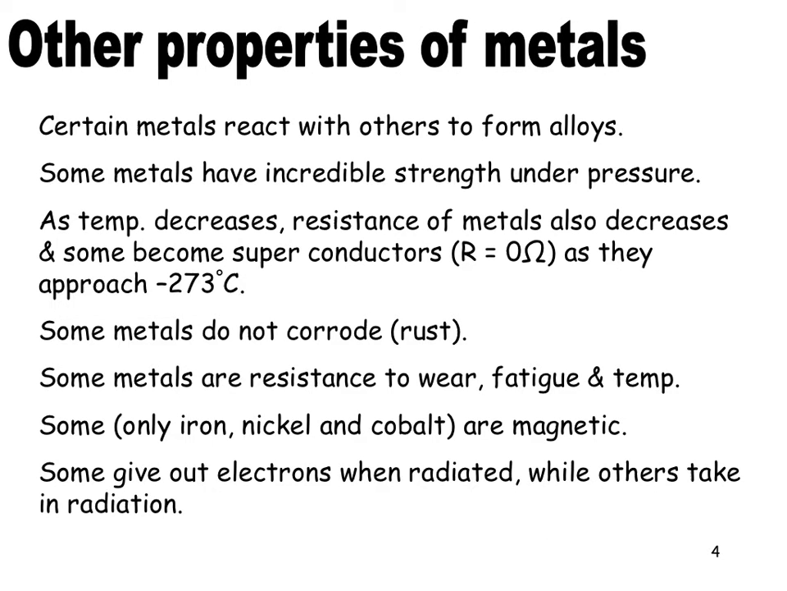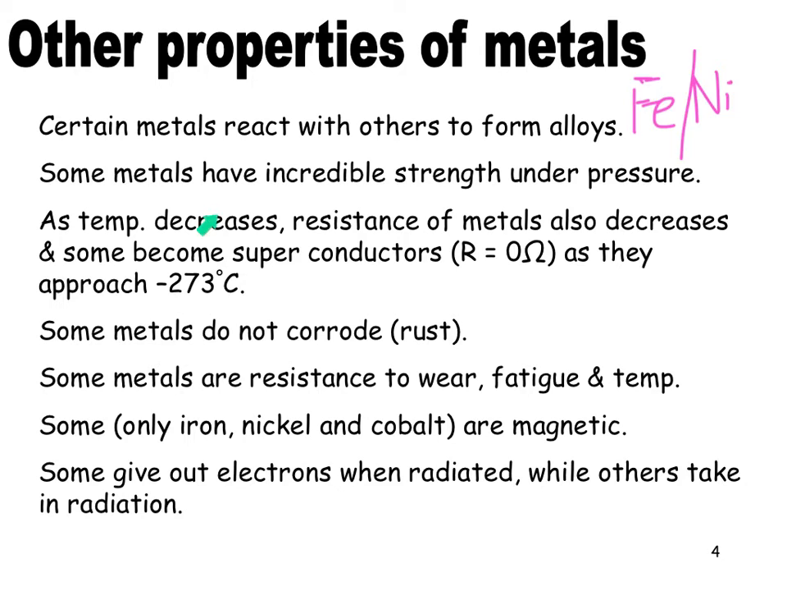Certain metals react with others to form things called alloys. An alloy is basically a metal mixture. So let's say you would put something like iron and nickel together. Then you would get properties that were different from both iron and nickel, because it's not really a mixture, they do actually kind of bond together in a metallic lattice. And they actually change their properties. Some metals have got incredible strength under pressure.